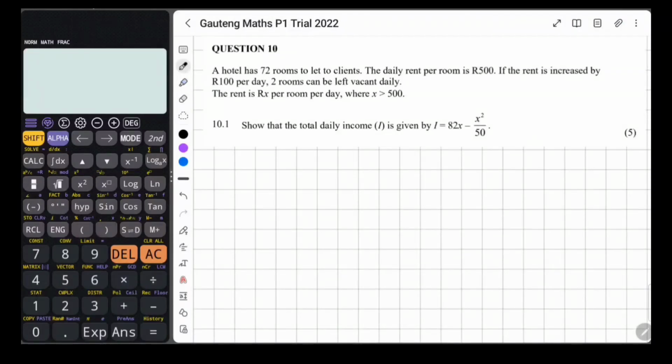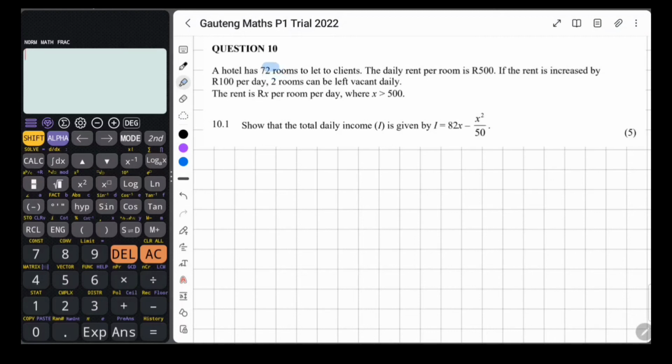Okay, so now we are on question 10, and question 10 says, a hotel has 72 rooms to let to clients. The daily rent per room is 500 Rand. If the rent is increased by 100 Rand per day, 2 rooms can be left vacant daily. The rent is X Rand per room per day, where X is greater than 500. So 10.1 says, show that the total daily income I is given by I is equal to 2x minus x squared over 50. Okay, so let's just read into what is being said here.